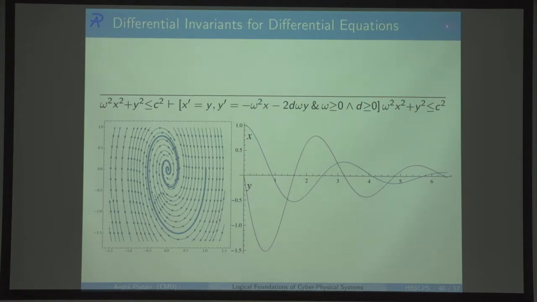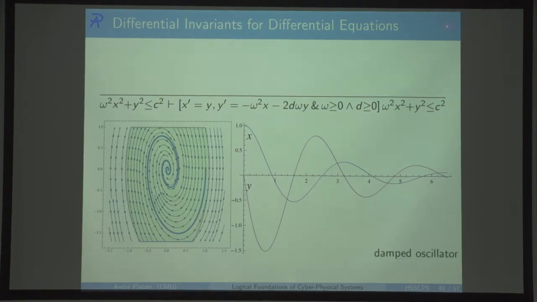And it's time for an actual example. Here's the Van der Pol-like damped oscillator equation whose plot in phase space looked like that, and whose plot over time looked like this. And it happens to be true that this set is an invariant. So omega squared x squared plus y squared is less or equal some constant.